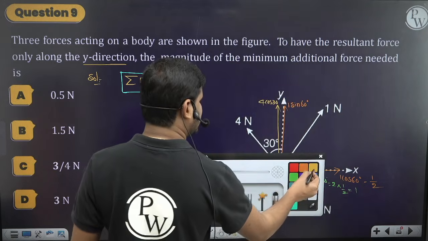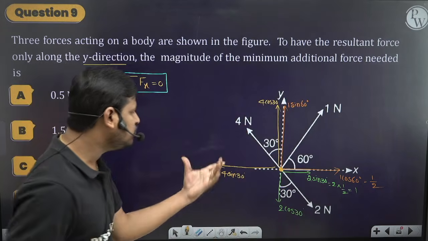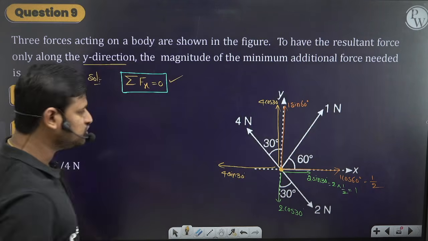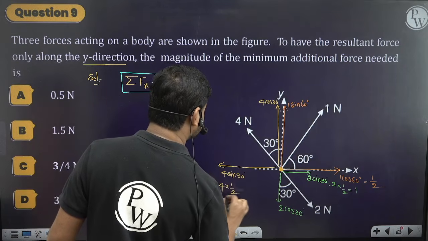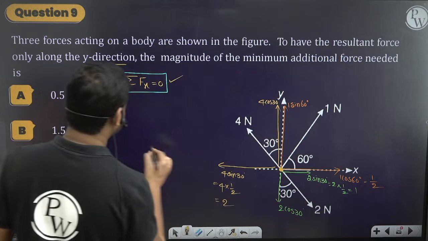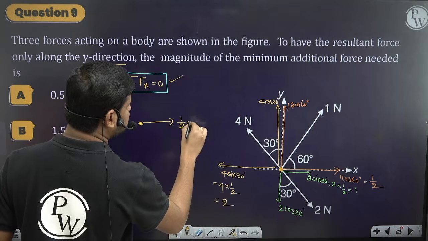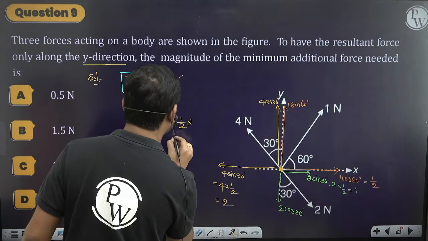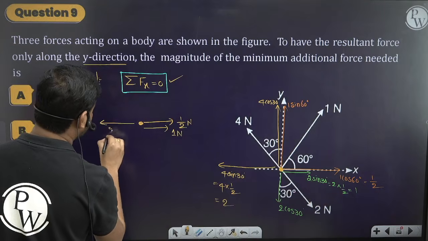I need only the x, so let's forget about the y, because the hint they gave is that the sum of the forces in the x direction should be 0. Then 4 into sin 30. Sin 30 is 1 by 2, which is nothing but 2. So now see, in the x direction we have 1 by 2 Newtons here, and in the same positive x direction 1 Newton, and in the negative x direction we have 2 Newtons force.